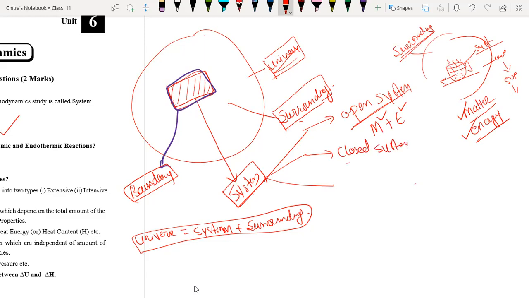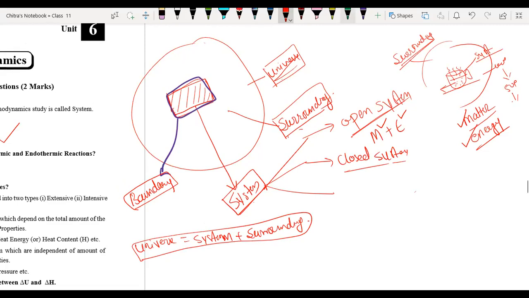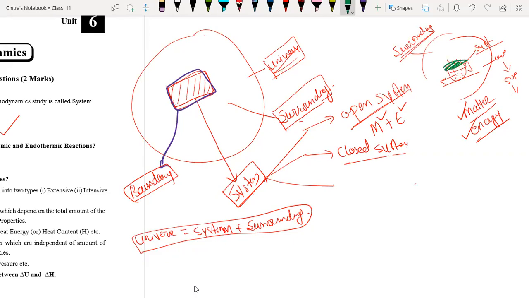Now we have the closed system. Suppose you have kept the cup of tea covered. After some time the cup will become cool, but will matter exchange with the surrounding or not? No, because it is covered, it will not evaporate away. It will evaporate and condense inside the system only. Only it will become cool. That means energy will exchange, but not matter. The system which does not exchange matter but exchanges energy with its surrounding is called a closed system.